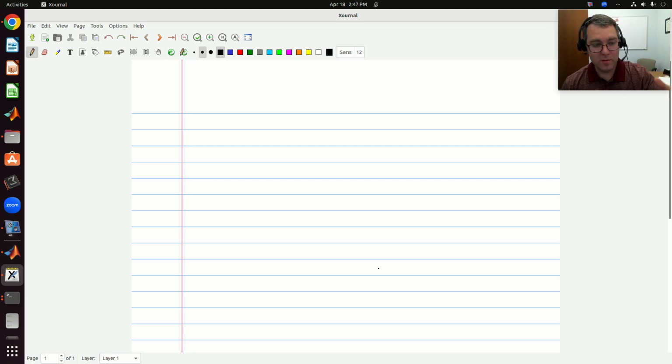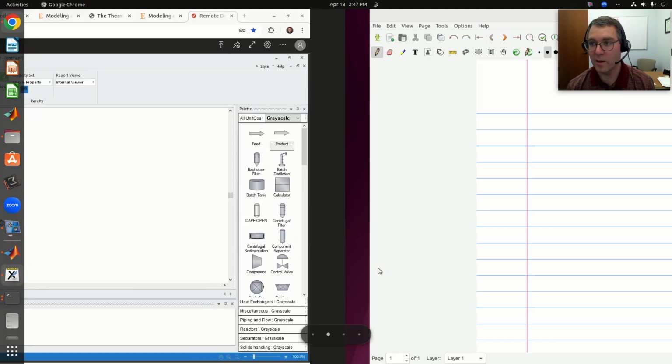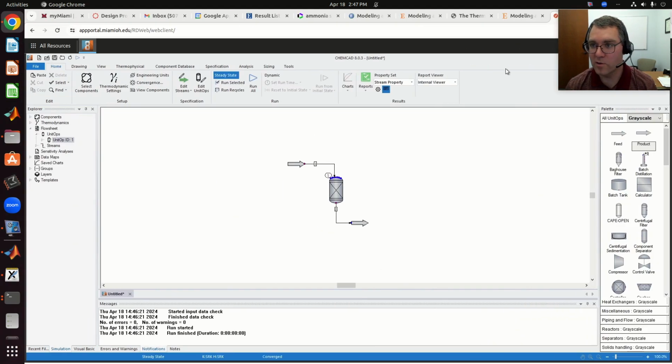All right, hello. So as it relates to Design Project 2, a classmate had a question about modeling the ammonia synthesis reaction using an equilibrium reactor in CHEMCAD. The main challenge is getting our equilibrium constant set for use with an equilibrium reactor in CHEMCAD.